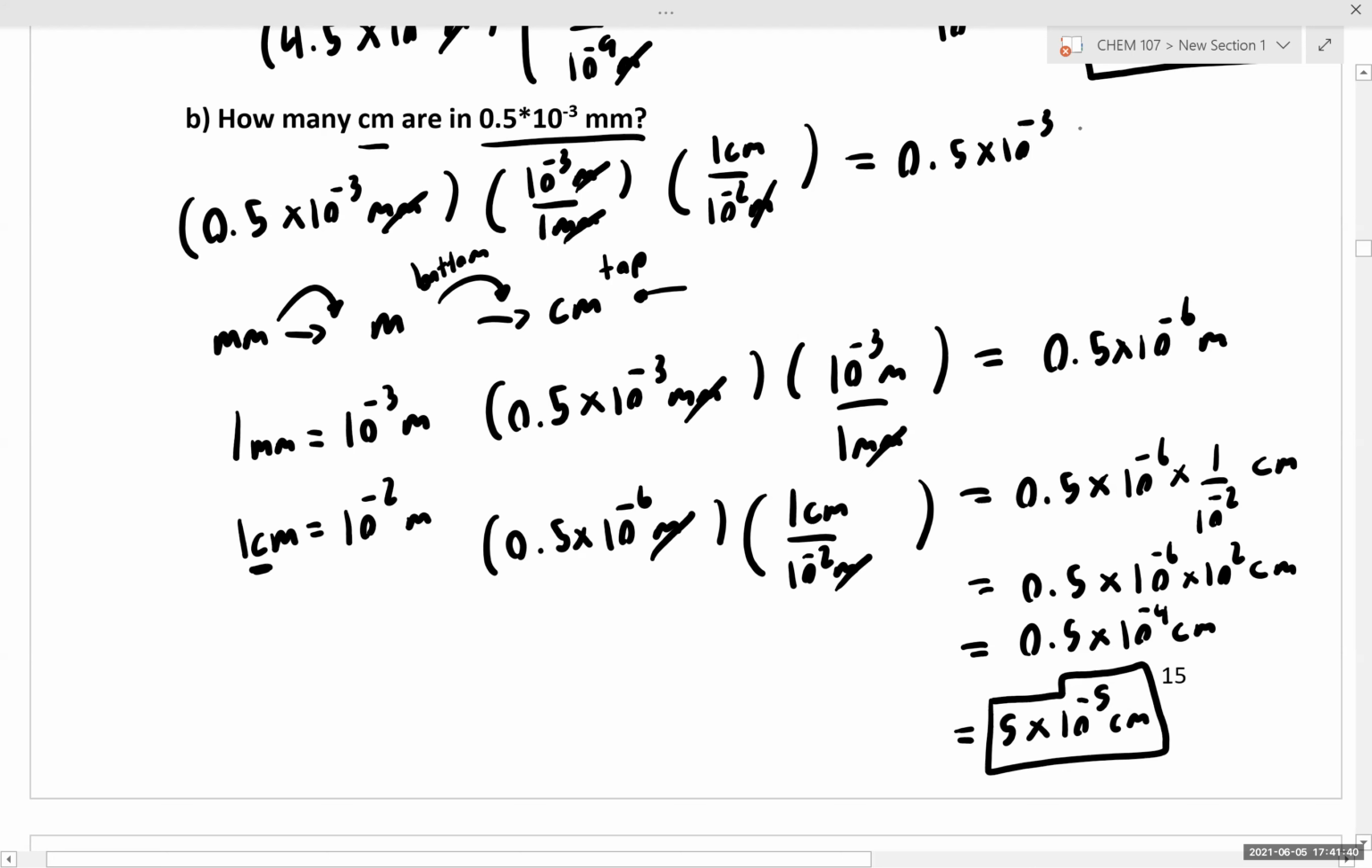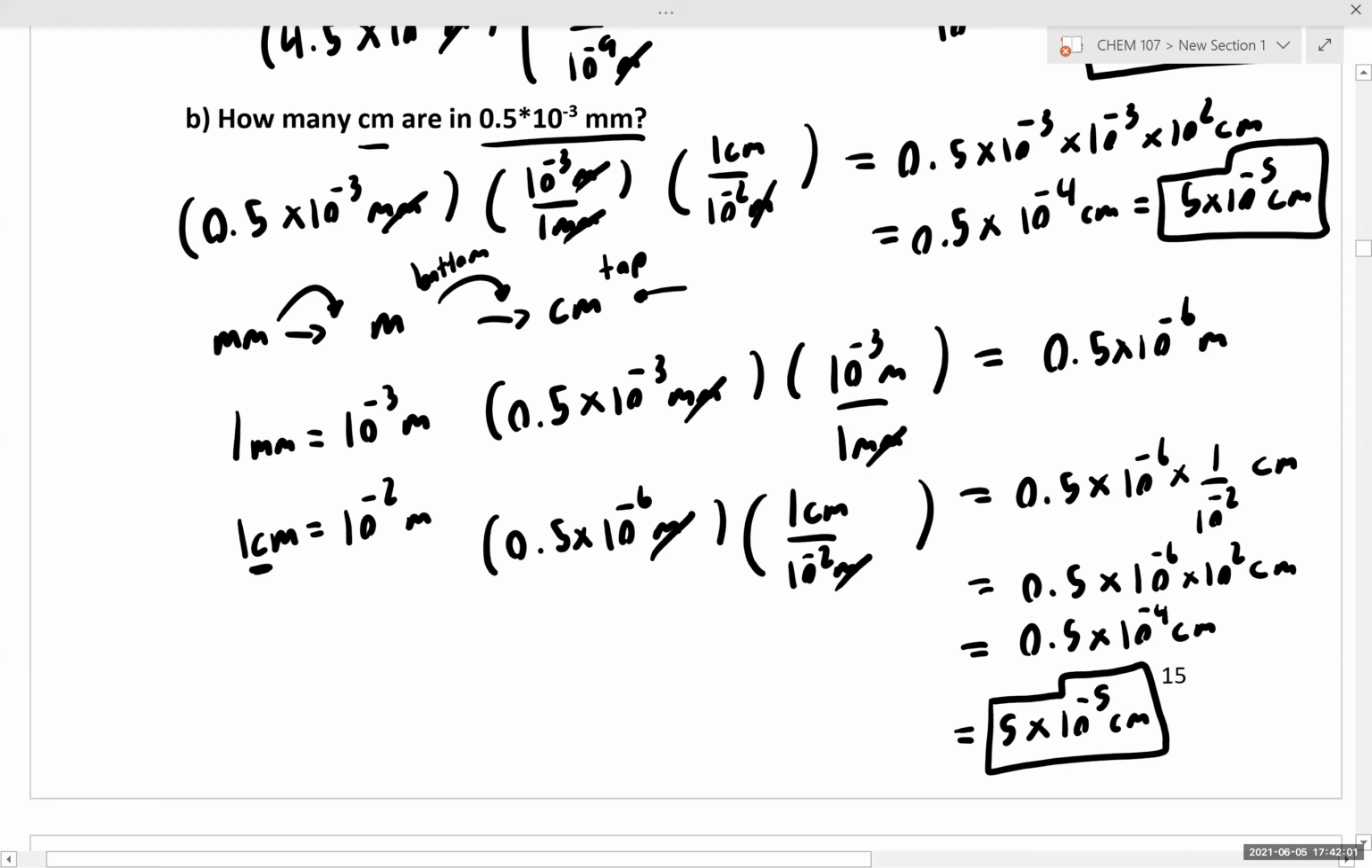And that in turn gives us 0.5 times 10 to the negative third times 10 to the negative third times 10 to the second centimeter, which in turn gives us 0.5 times 10 to the negative fourth centimeter, which gives us 5 times 10 to the negative fifth centimeters. So both the one-line and stepwise method work for metric to metric conversions.